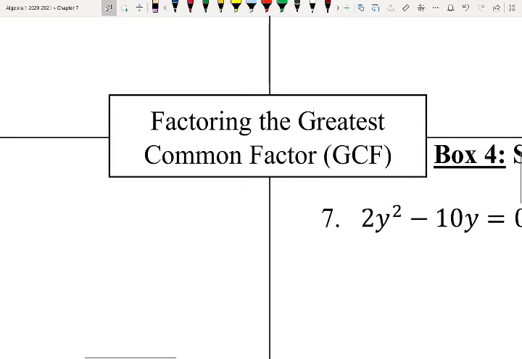Hey guys, today we are looking at notes for factoring with the greatest common factor, or a GCF. GCF is going to be our first step in all of our subsequent factoring problems. It's always going to be the thing we check for first because it's the most simple but also the most useful factoring method that we'll look at.